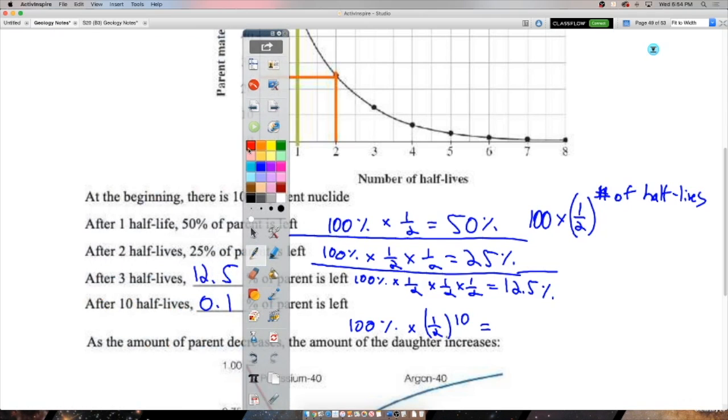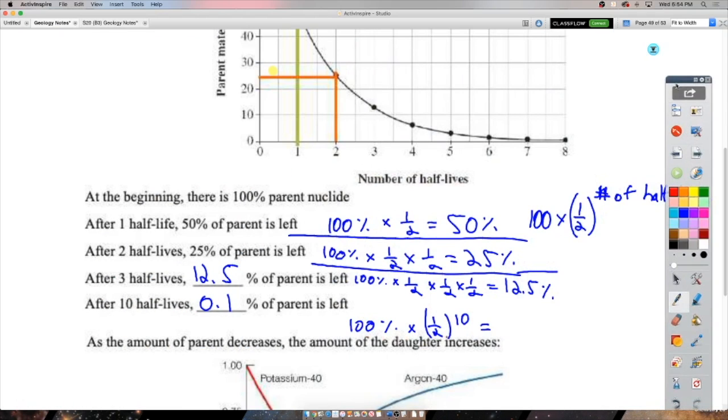Okay, quick question for you. If at the beginning there's 100% parent, how much daughter is there? Remember, parent becomes daughter. So if it's all parent, that's 0% daughter, right? Now, if 50% of the parent has become daughter, how much of it is daughter? Right, 50%. It's 50-50 at this point. 25% of it is parent, the rest has become daughter. Well, then you have 75% daughter, right? The rest is daughter based on what you started with. Okay, if 12.5, so we're just taking 100 and subtracting how much is parent because the rest will have become daughter, right?